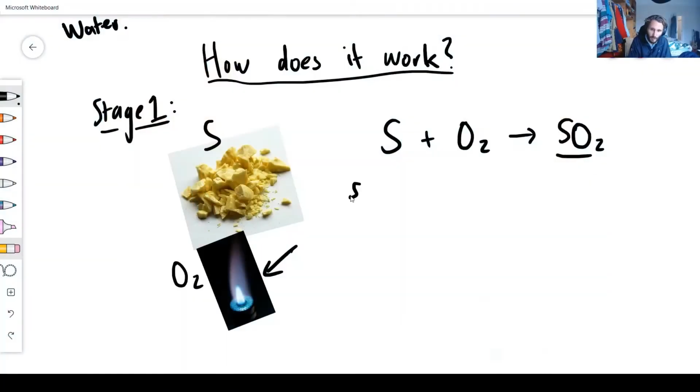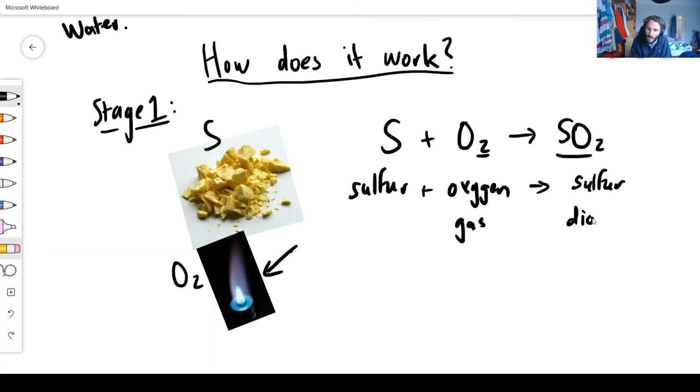We've got sulfur, we've got oxygen gas. Always good to say oxygen gas when there are 2 atoms of oxygen. And we make, let's get a little plus sign, and we make sulfur dioxide. Di meaning 2, so 2 atoms of oxygen. Oxide, another word for oxygen. Beautiful. So that's stage 1. Let's go to stage 2.